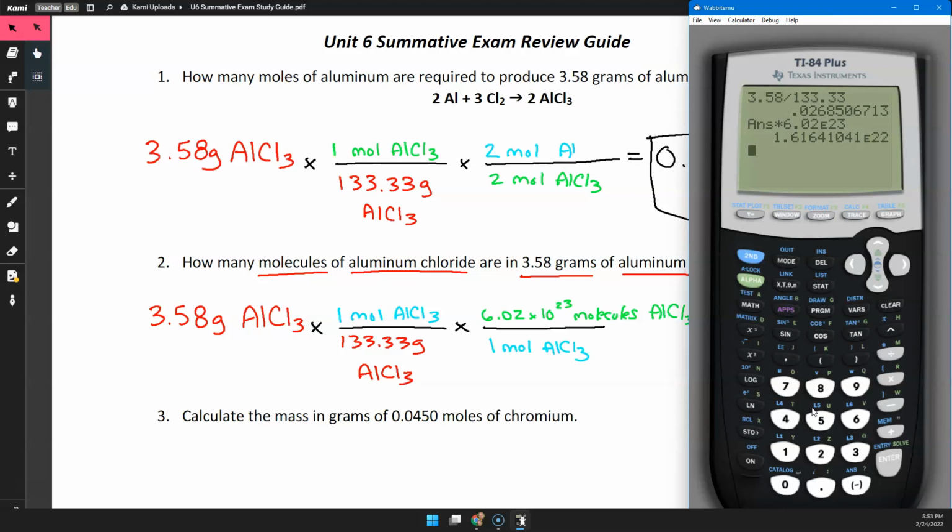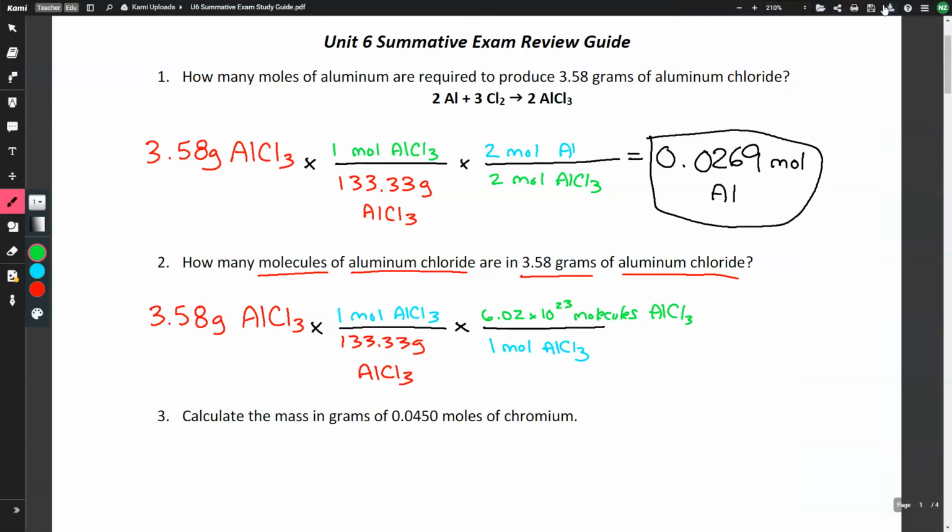We're going to want 3 sig figs here, because 3.58 is 3 sig figs. So let's see, 1.6164. It'll be 1.61, and then we look at that 6. So we're going to round this up. So this will be 1.62 times 10 to the 22 molecules of aluminum chloride.